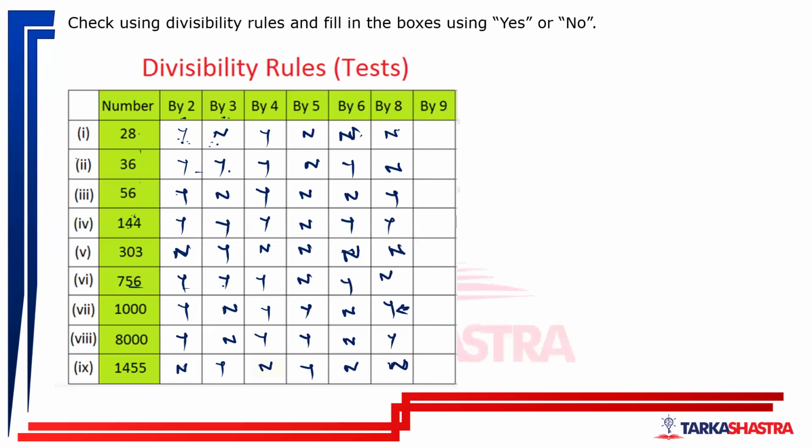Now divisibility by 9. Sum of the digits should be divisible by 9. So 2 plus 8, 10, not divisible by 9. 3 plus 6, yes. 5 plus 6, no. 144, yes. 303, no. 756 is 18, yes. 1000, no. 1 plus 4 plus 5 plus 5, 15, again, no.